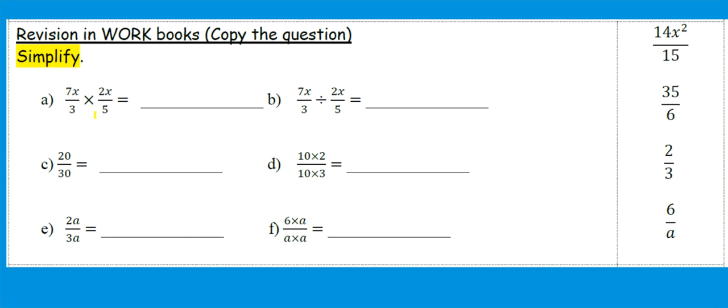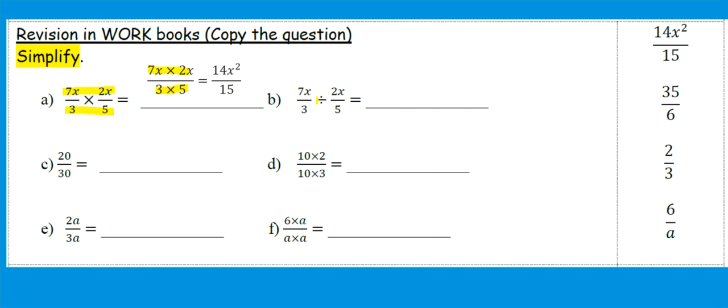When we multiply two fractions together, we times the top numbers together and the bottom numbers together. Just like this, so 7x times 2x is 14x squared. So times the tops and the bottom numbers. And when possible, simplify the fraction. 14x squared over 15 is simplified as far as we can.